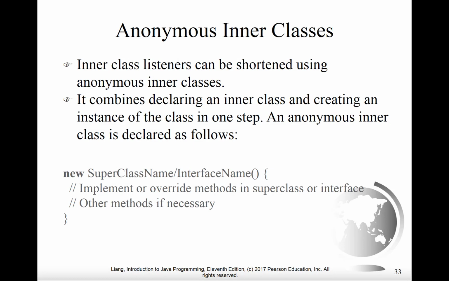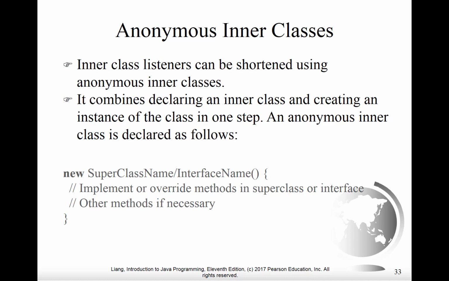An inner class intended to be a listener can be shortened by using anonymous inner classes, because there's no name associated with the class in that case. The way this works is we declare and create an instance of the class in one fell swoop. That is, we can declare an anonymous inner class in the way you see at the bottom of this slide. So we simply say new, and then we give the superclass name or the interface name, depending on whether we're extending a class or implementing an interface.